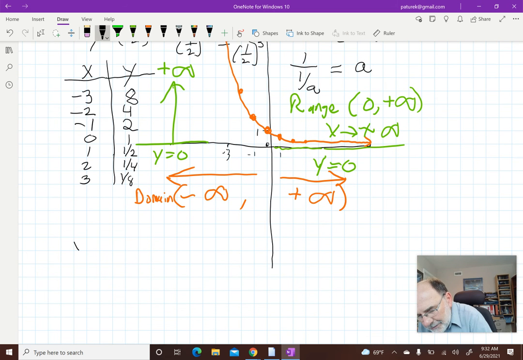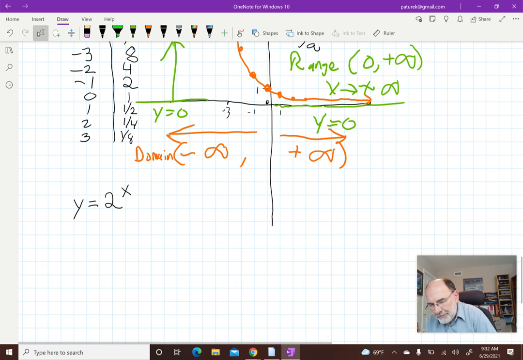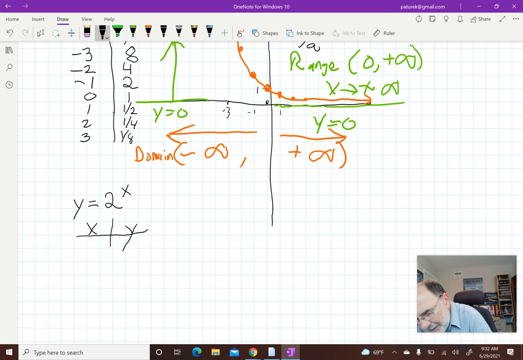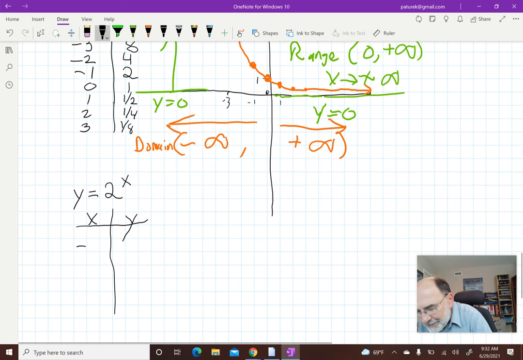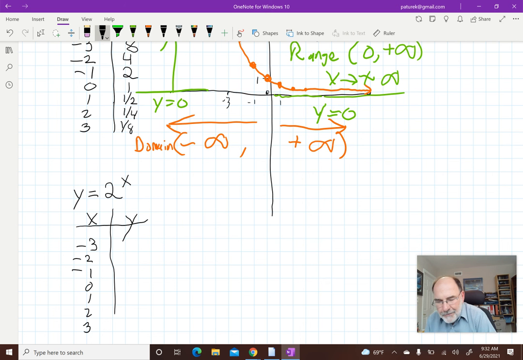Let's do another example. Y equals, well, okay, the traditional ones are things like 2 to the x power. What would that look like? It'd be great if you could visualize the answer in your head already. But as always, build a table first and plug in some numbers. How about we do the same set of numbers, right? It's ever so useful to have plotted those dots. So -3, -2, -1, 0, 1, 2, 3. And now for each value of x, evaluate the value of y.